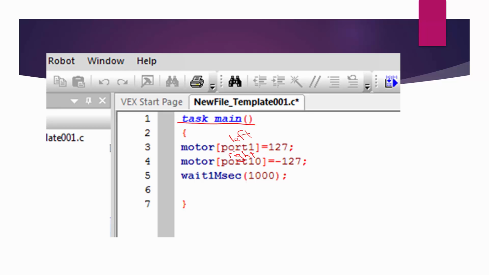The structure is simple. Lowercase motor, open square bracket. That's the same button as the squiggly brackets, but you don't have to push shift to get them. So open square bracket, and then port 1, so I'm saying left motor basically. So port 1, and then close the bracket, equal sign, and then a number. The number will range from 0 to 127.